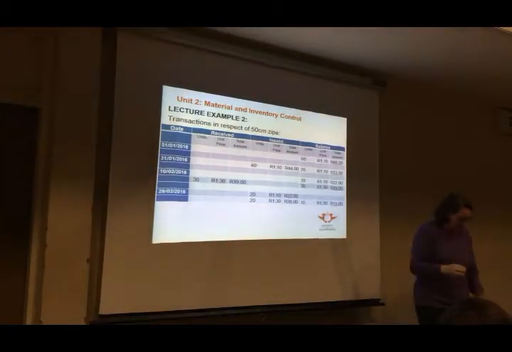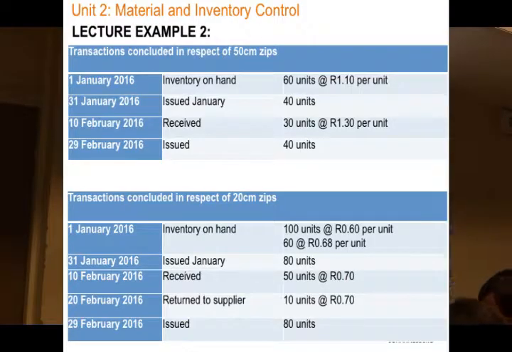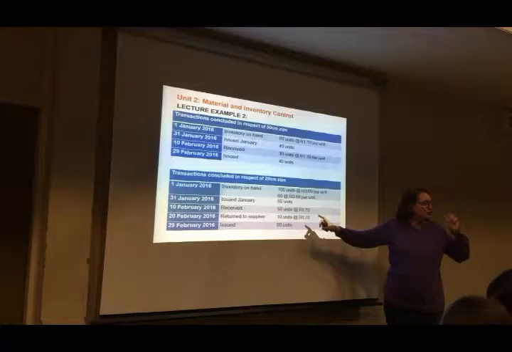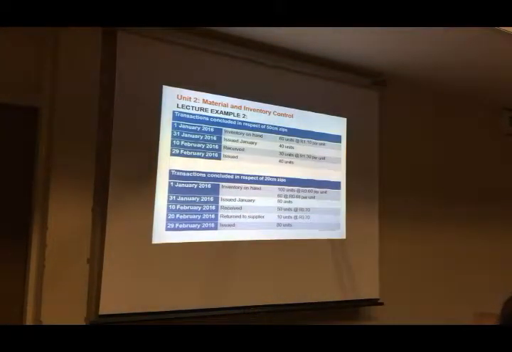Okay, so let's do the 20 centimeter zips now. These are the 20 centimeter zips, and each bag uses 2 zips. No, this is the number of units you've got. It's only when you're issuing 40 bags to production that, if you're making 40 bags, you must issue 80 zips. This is the actual number of zips. The return to supplier must go under receive as a minus because it hasn't been issued to production. If you put it under issued, you're going to have the wrong amount issued to production, the wrong rand value issued to production.